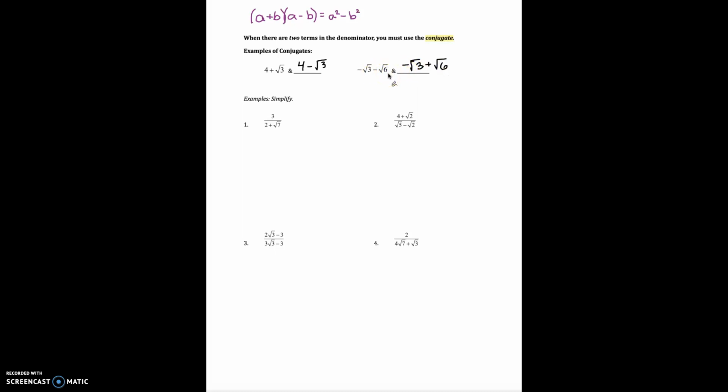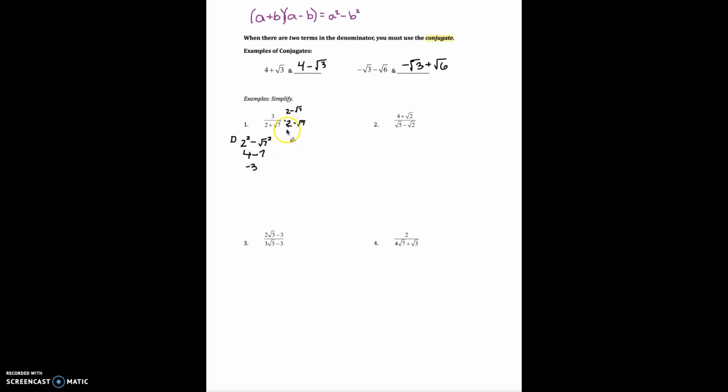So the first example, 3 over 2 plus root 7. I'm going to multiply by the conjugate, which will be 2 minus root 7. I'm going to go ahead and just figure out my denominator first. So it'll be 2 squared, minus root 7 squared. That gives us 4 minus 7, which is negative 3.